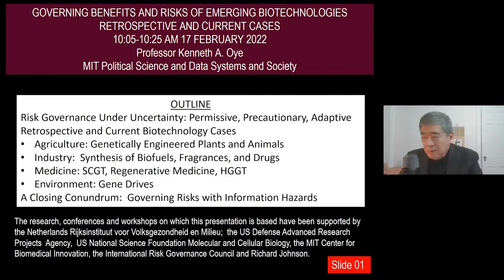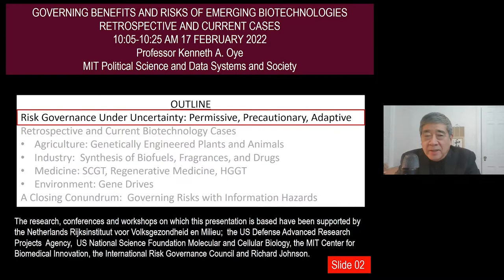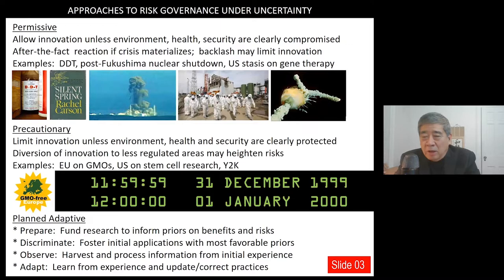So let me begin with some principles, approaches to risk governance under uncertainty. The first two approaches are familiar. One can talk about permissive approaches where you allow an innovation to take place unless environment, health, security are clearly compromised. And then after the fact, you react if a crisis materializes. The precautionary approach, you limit innovation unless environment, health, and security are clearly protected. And both of these have benefits and have risks.